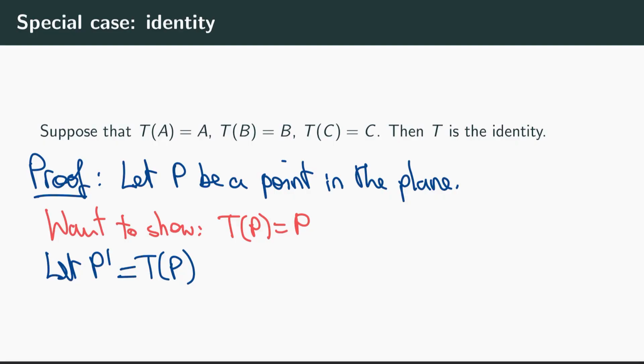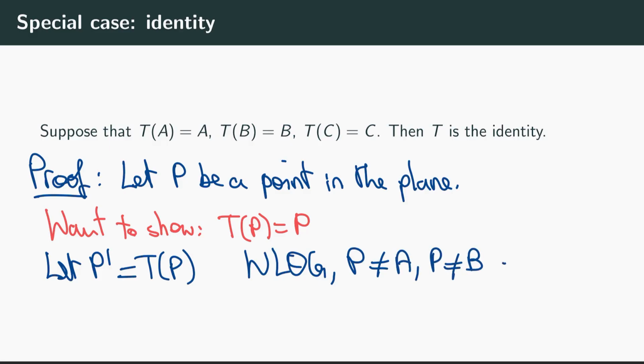Now we have 3 points where this map does nothing. The image of A is A, the image of B is B, the image of C is C. So it's not interesting if P is one of those. We can say without loss of generality that P is not equal to A, P is not equal to B, and P is not equal to C. If it's equal to one of those, we're done and it's wasting our time.